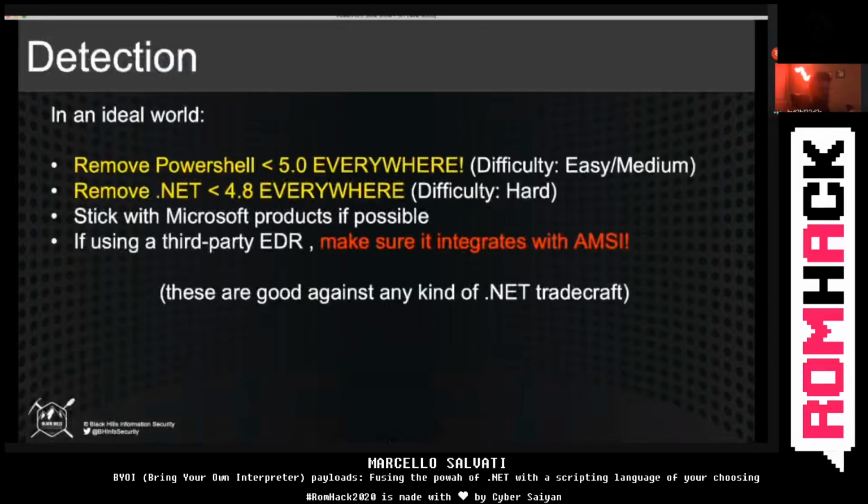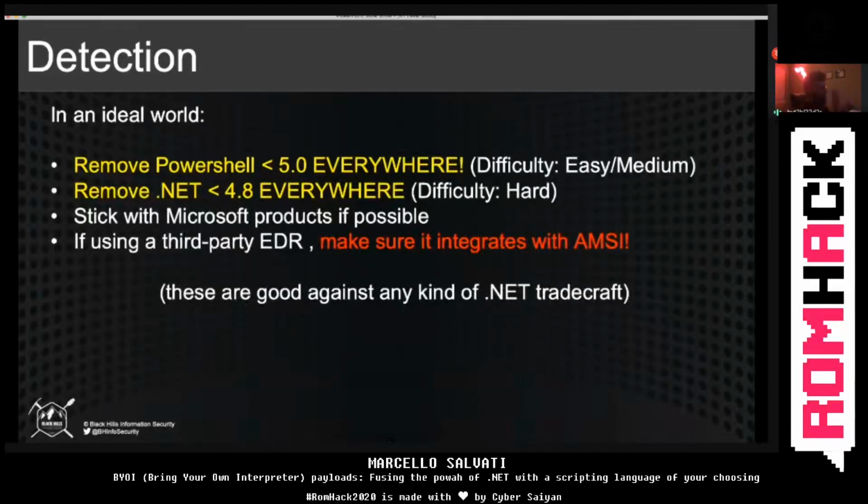Detection, really quickly. Remove PowerShell. If you have anything less than PowerShell version 5, remove it everywhere, okay? Just get rid of it, because these are general .NET tradecraft detection recommendations. This is not specifically tied to the research that I presented, but for any sort of .NET tradecraft, remove PowerShell less than 5.0 everywhere, okay? Which in some organizations is pretty easy to do, actually. I would also recommend removing .NET less than 4.8 everywhere, but that's somewhat pretty hard to do. So that's definitely going to be something you have to think about a lot.